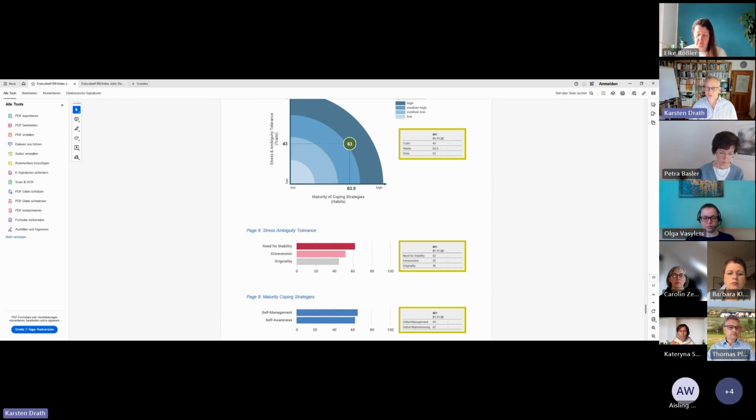And what we see here, you see the color code. Dark red means this is a risk factor. Light red means this is a protective factor. And gray means this is neutral.